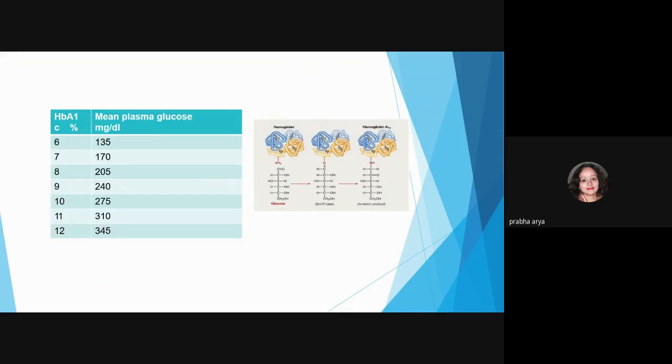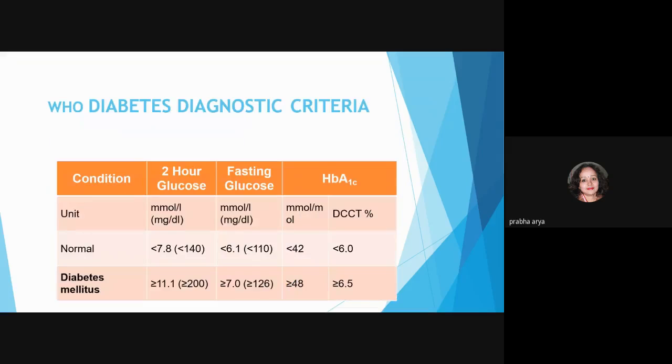So this can be taken from this table. Like if it is 6%, then the concentration of blood glucose is 135. And if it is 7, then 170. If it is 8, then it is 205. If it is 9, 240. This way, it increases by 35 milligram per deciliter.